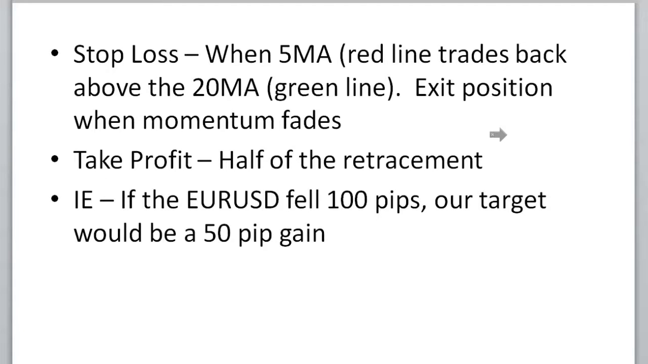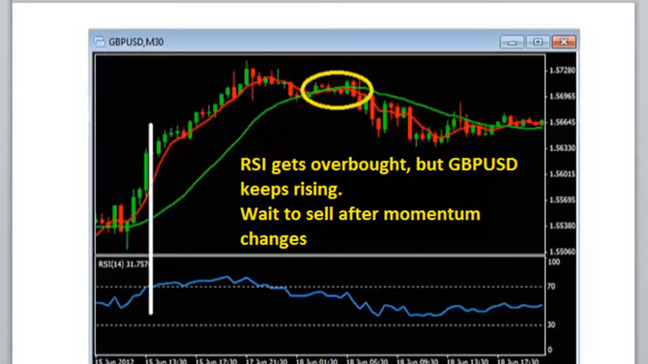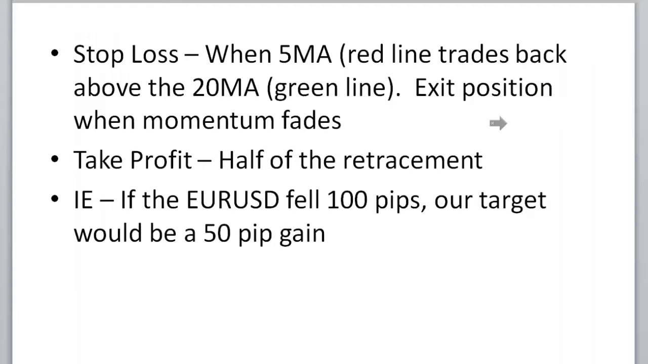Okay, so where do we put our stop loss and take profit? Our stop loss will be when the 5 period moving average, the red line, trades back above the 20 period moving average. Let's take a look at our previous chart. Over here, if I were to put a stop loss, when this little red line trades back above the green line, that's when I would be getting out of the position, because that would mean the short-term momentum that we had has gone away, and now we want to be out of the position. So our stop loss will be when our 5 period moving average trades back above or below, depending on the trade, the green line of our 20 period moving average. That means that our momentum has gone away.